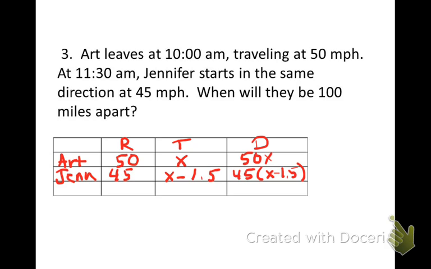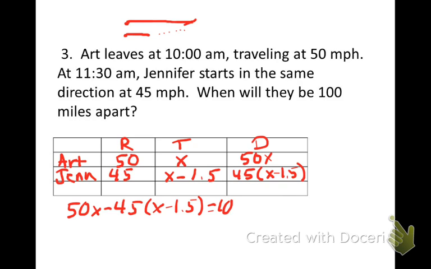So again, I'm afraid I'm going to run out of room here. I'm going to draw my little picture up here. So here's Art, and he's going this way. And then Jennifer leaves later, so she's behind him, and she's not going to catch up to him because she's traveling slower. So we want to know when that distance between them is 100. So we would have to subtract their distances. So 50x minus 45 times the quantity x minus 1.5 equals 100. So this is a little bit different type of problem here.